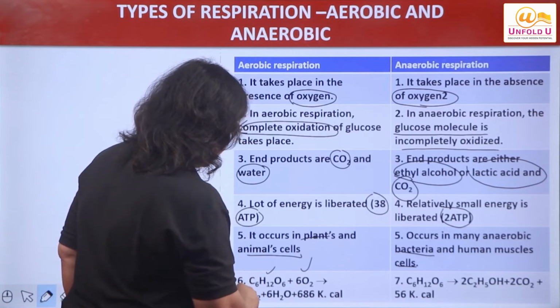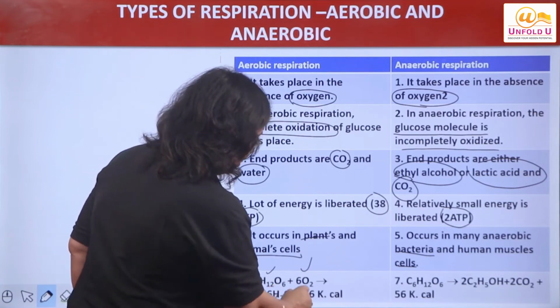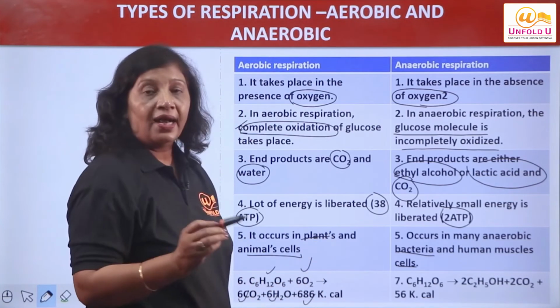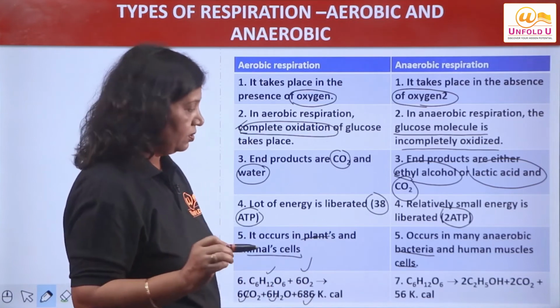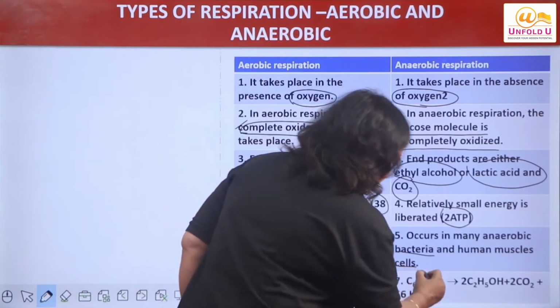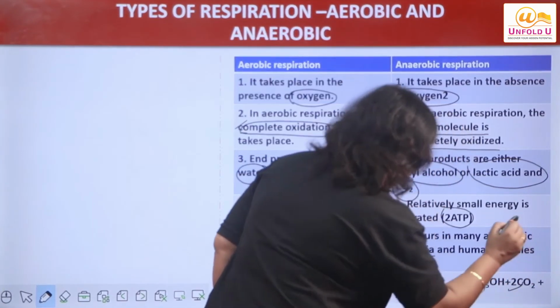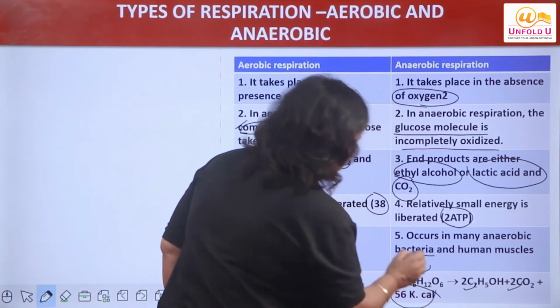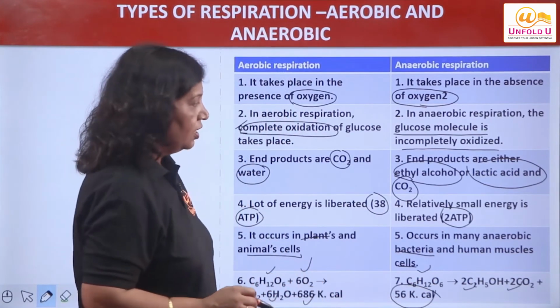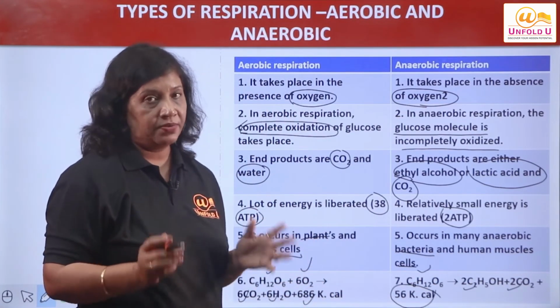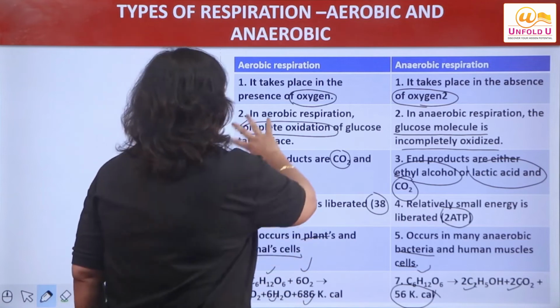Gives you 6 molecules of carbon dioxide, 6 molecules of water, plus 686 kilocalories or 38 ATP molecules of energy. Here, 1 molecule of glucose gives you 2 molecules of ethyl alcohol, 2 molecules of carbon dioxide, and only 56 kilocalories of energy. So you can very well compare the two types of respiration, right?